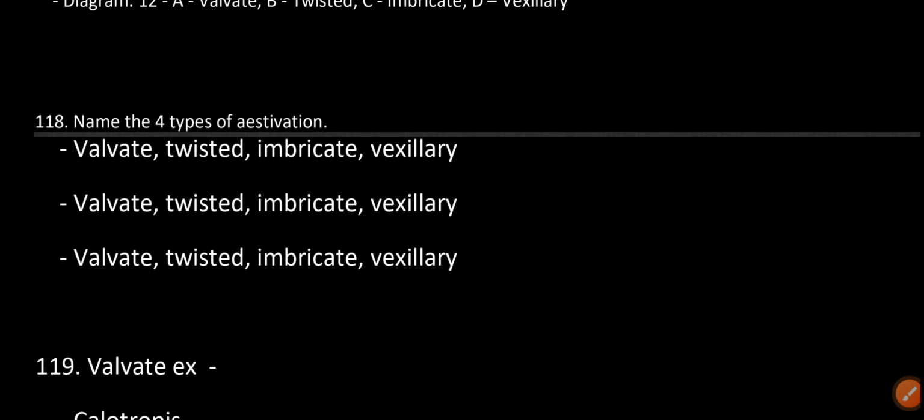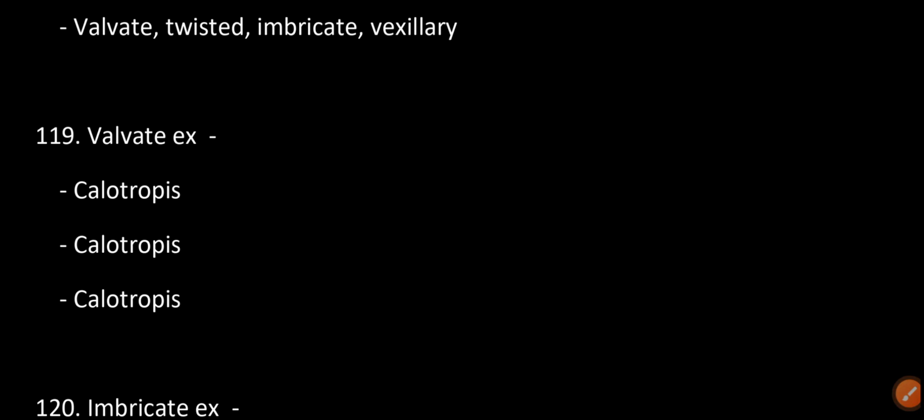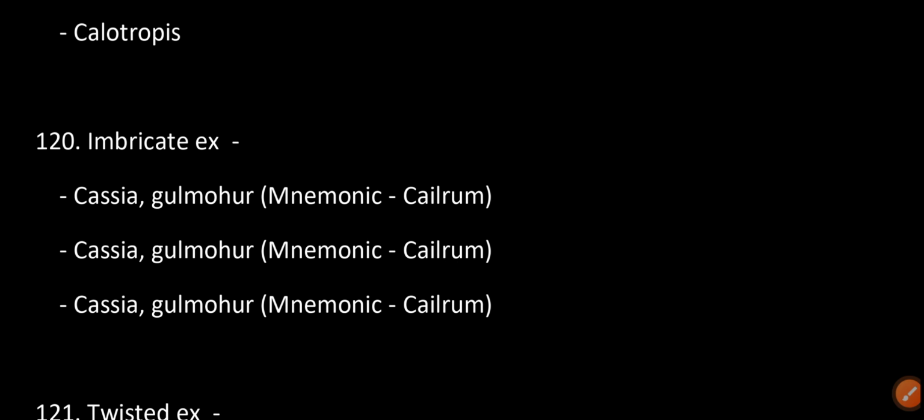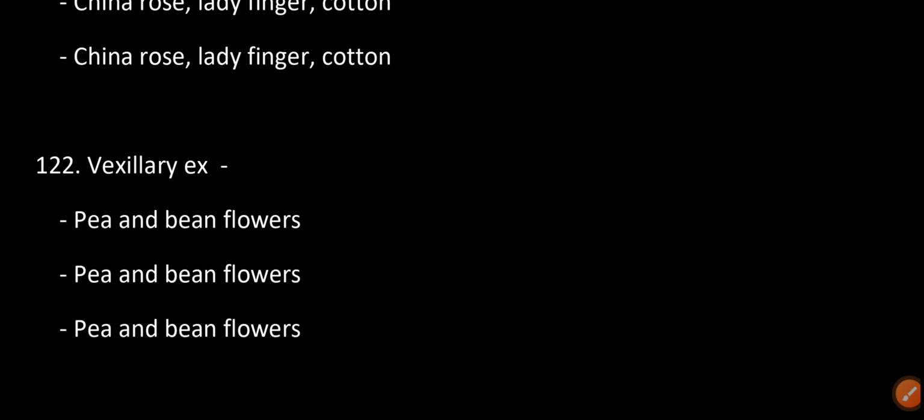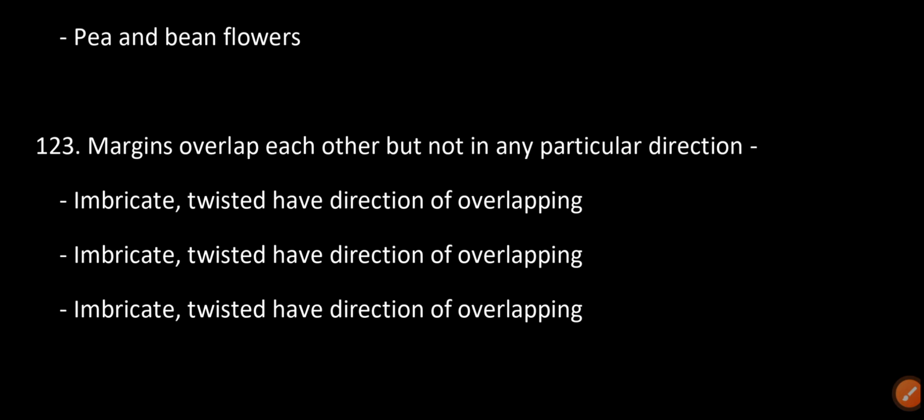Valvate example: calotropis. Imbricate example: cassia, gulmohar. Twisted example: China rose, lady's finger, cotton. Vexillary example: pea and bean flowers.